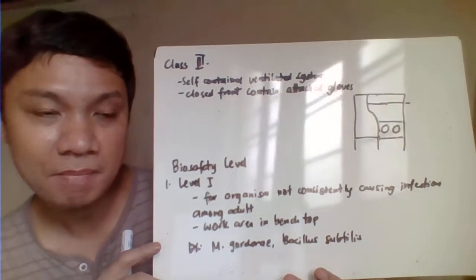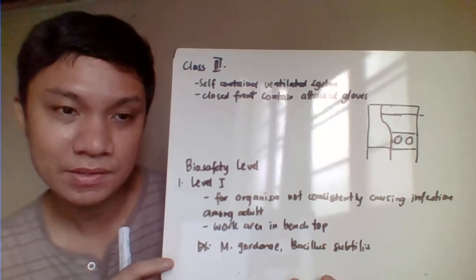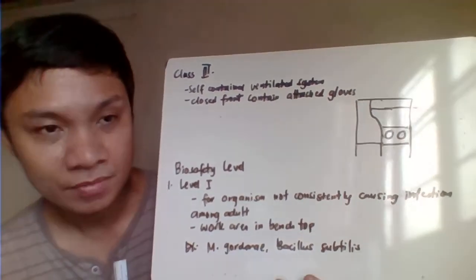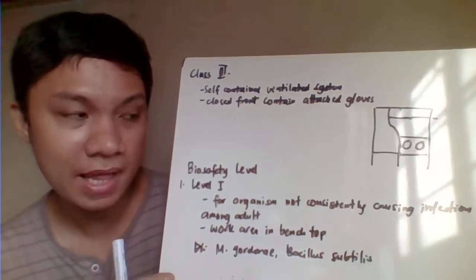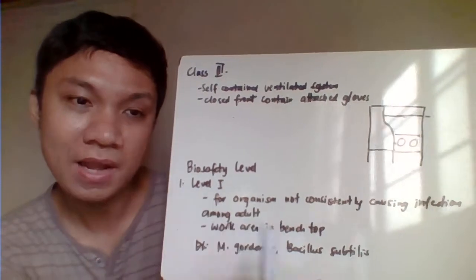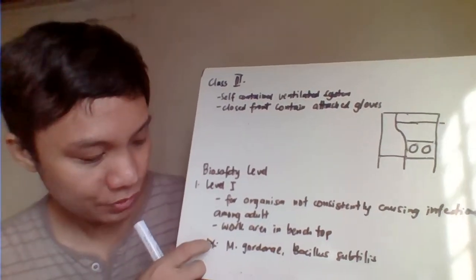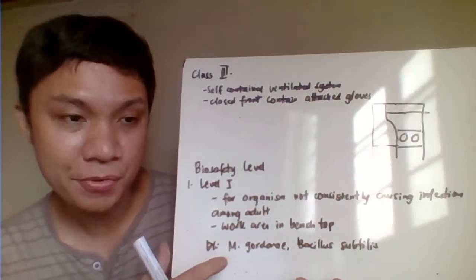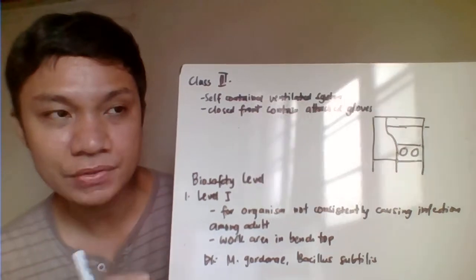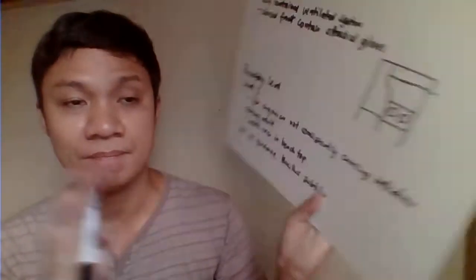Okay, now we have the biosafety levels. Biosafety level 1 is for pathogens which are not consistently causing infection among healthy adult populations. With this one, you can work on the bench top, within the table. This includes Mycobacterium gordonae and Bacillus subtilis. It might require biological safety cabinet level 1 only, or you can work on the bench.